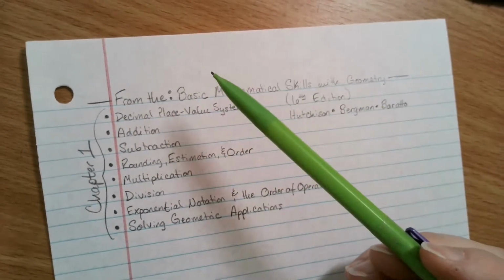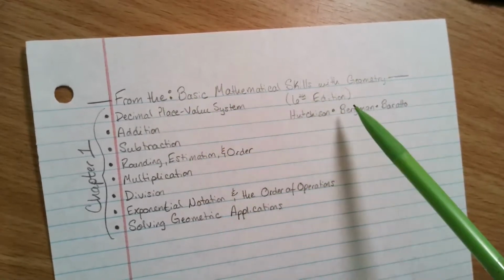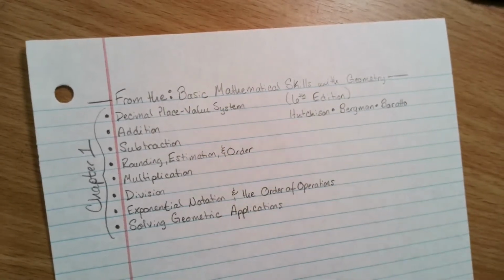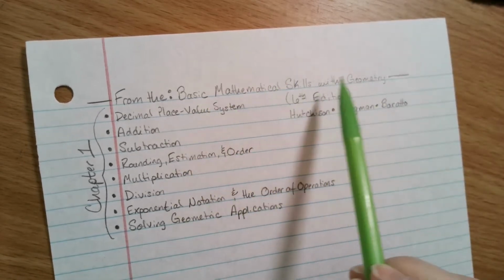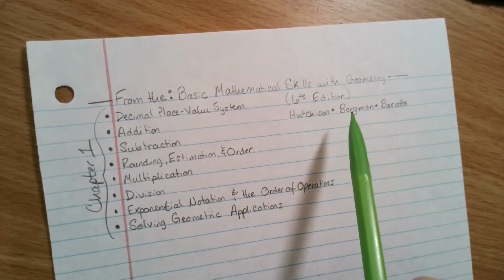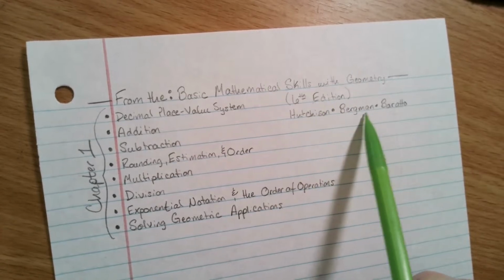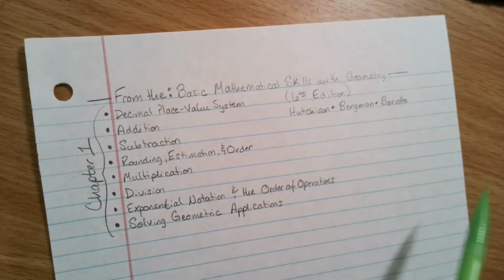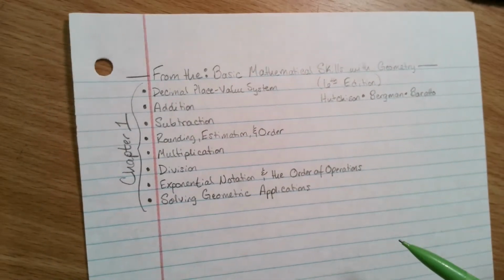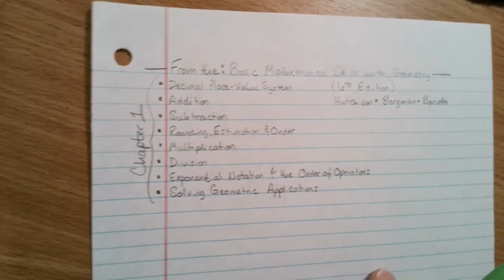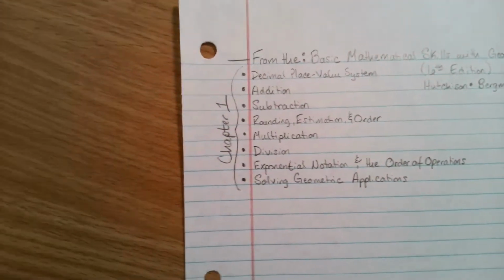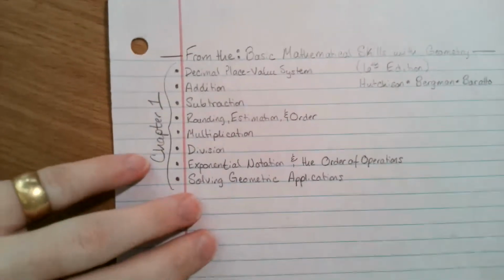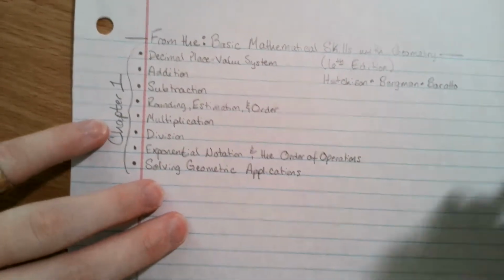Going forward, currently, I'll keep you posted if I change texts, but I'll be going through the Basic Mathematical Skills with Geometry, which is the 6th edition, written by Hutchinson, Bergman, and Barato. The idea behind these videos is to perform more of a math lab, giving people opportunity to ask questions.